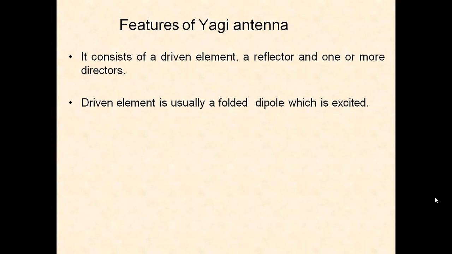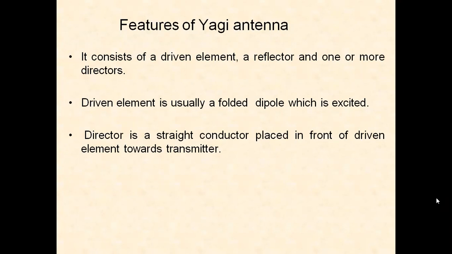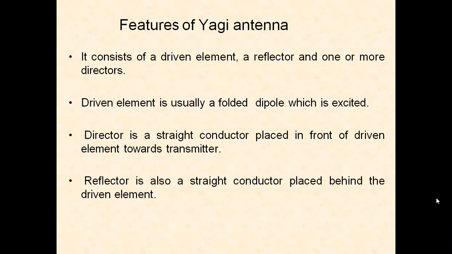Driven element is usually a folded dipole which is excited. Director is a straight conductor placed in front of the driven element towards the transmitter, or towards the receiver when it is acting as a receiving antenna. Reflector is also a straight conductor. It is placed behind the driven element.